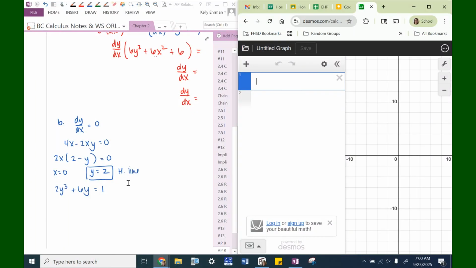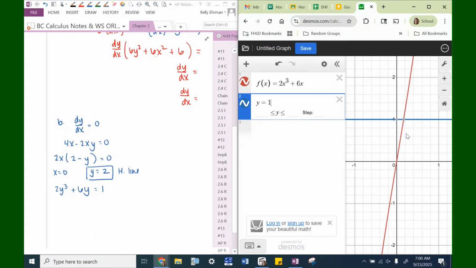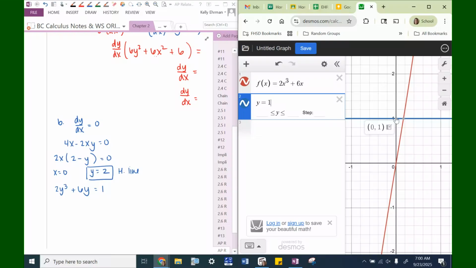And I could do minus 1 equals 0, or I could find the intersection point. But I'm going to do f of x equals 2x to the third plus 6x, and then y equals 1. And I'm just looking for their point of intersection. I'm going to zoom it in so I don't accidentally grab that point.